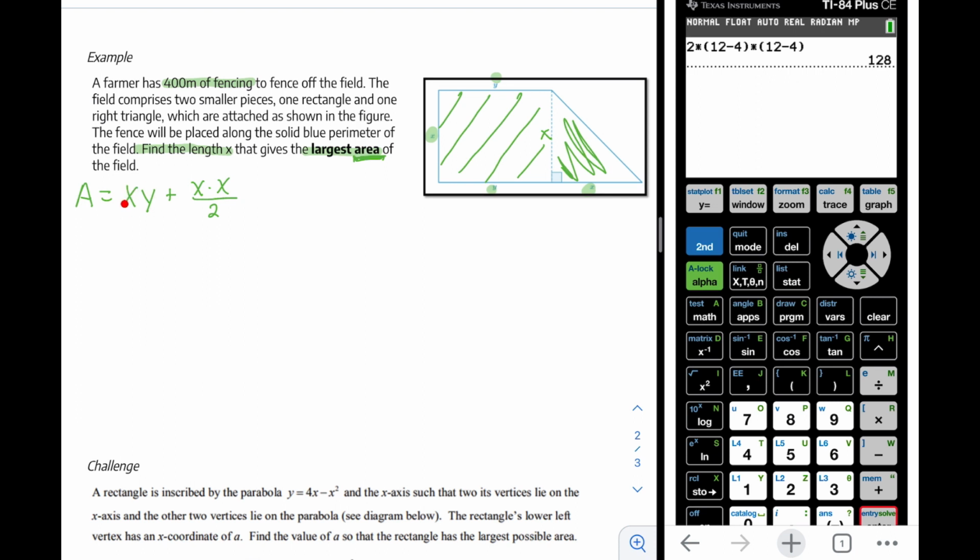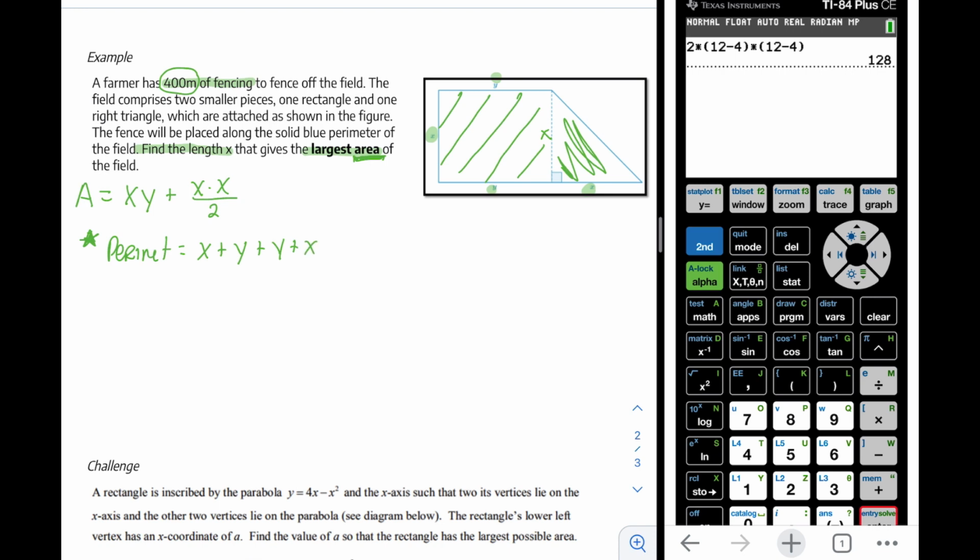We not only have x's. So what we need to do instead is find a way to express y in terms of x, and then I'll be able to do the derivative. So super important here, since we have y, we need to find an expression for y in terms of x. And this is where the 400 meters of fencing is going to come in. So the fencing is all my perimeter, and my perimeter is going to be x plus y plus x.